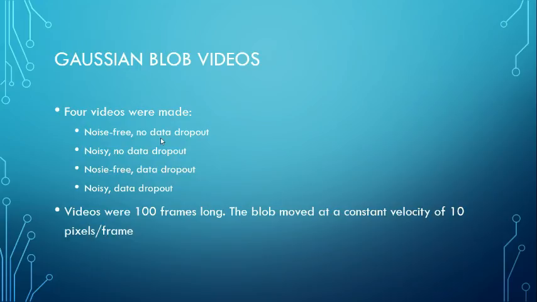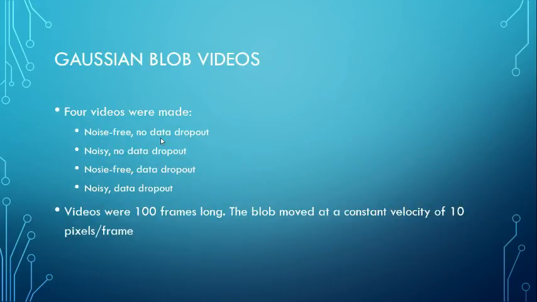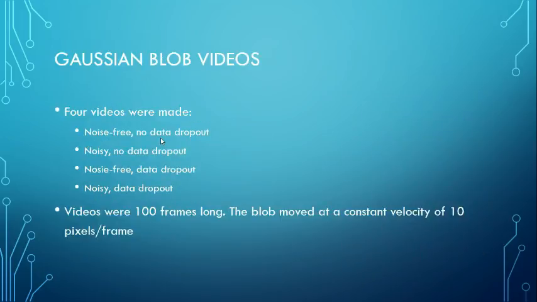The next is a noisy video, but with no data dropout. This is like the screenshot that you see on the top right. It's noisy, like we see. The third was a noise-free condition, but with data dropout. And then finally, a noisy condition that does have data dropout. That would be when the blob passes through the white rectangle, and again, it's all noisy, so it's hard to detect.